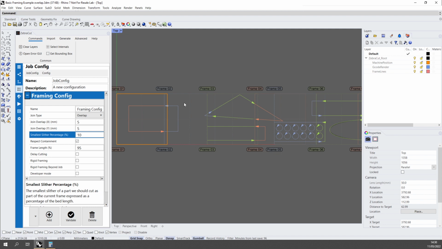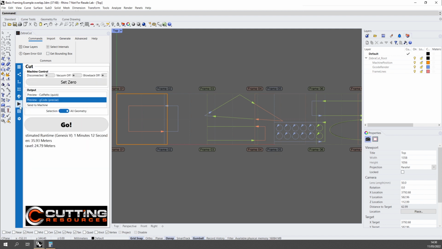So what ZebraCut is doing is it's trying to do the most work possible on every single frame. So it's spotted that on frame 2 it can actually cut a piece of that triangle, because it's more than 10% of the triangle which is being cut as part of frame 2. If I increase that percentage, let's say we put it up to 30%, we will see the effect of that when we do another preview.